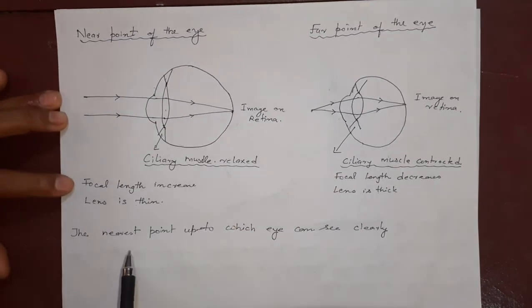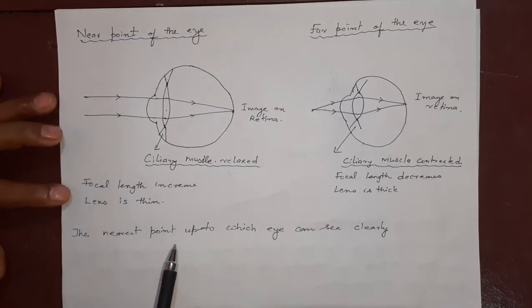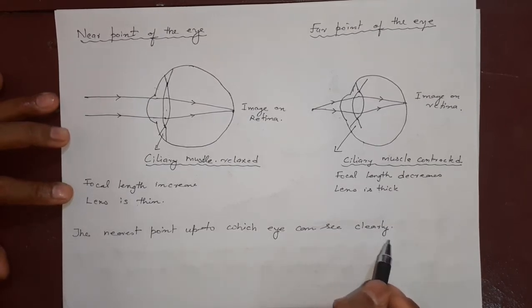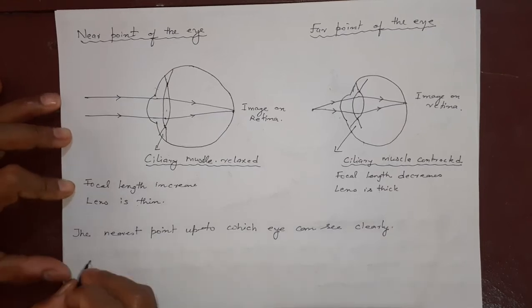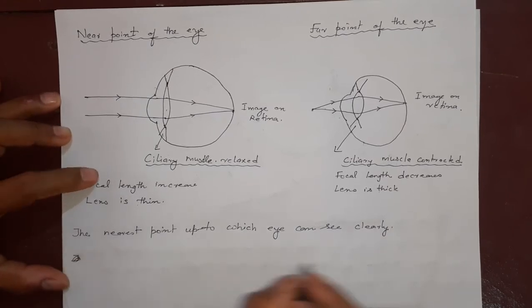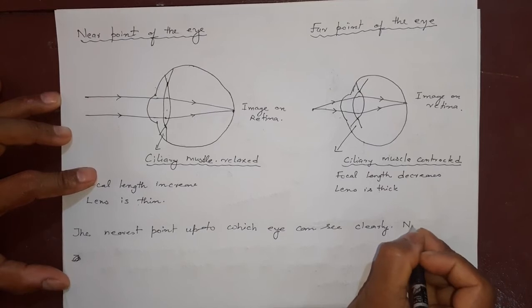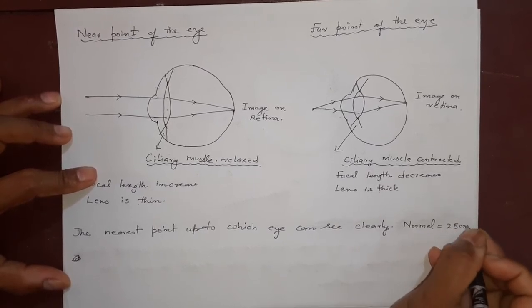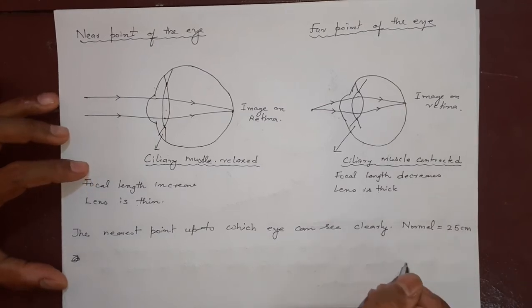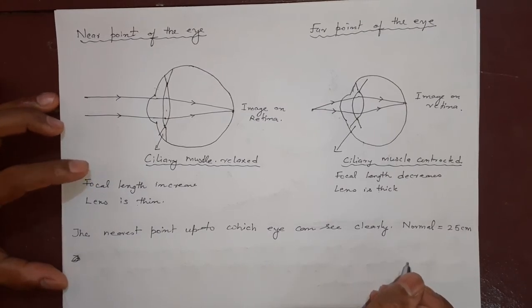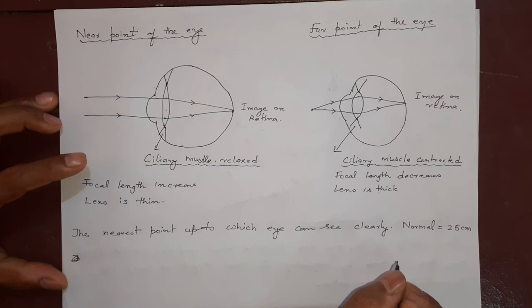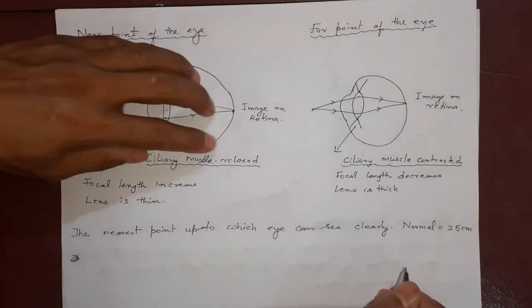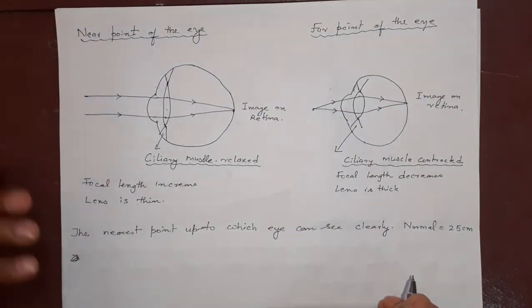The near point is also like that. If a near object is not seen clearly, the near point, up to which you can see clearly, is your near point. For a normal eye, how much is it? It is given in the textbook, 25 centimeter. That means for a normal eye you can see clearly at 25 centimeter. That is the near point of the eye. You have to understand them together.